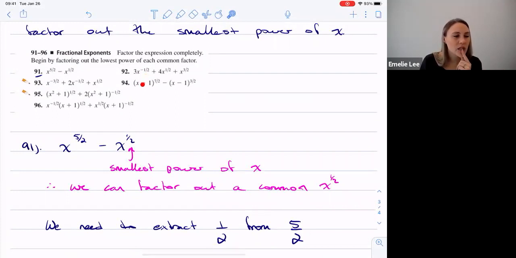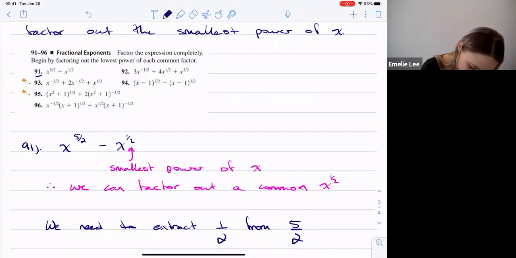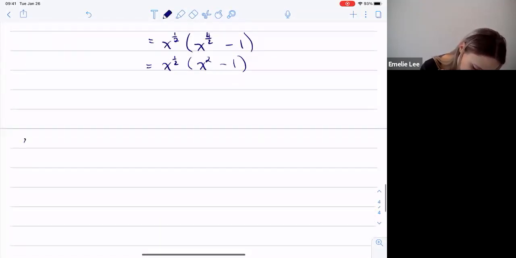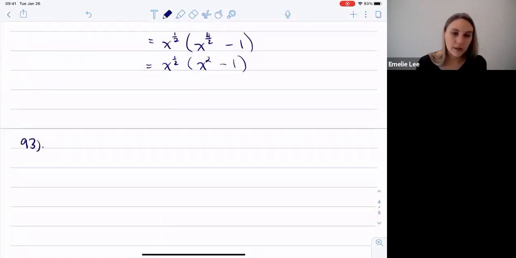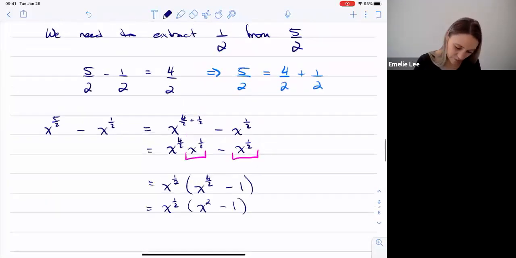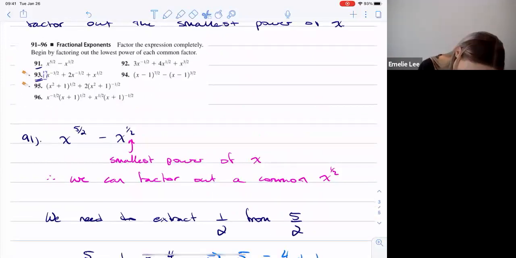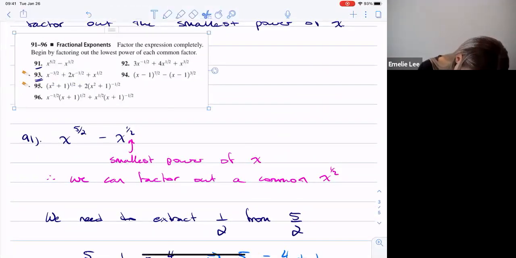So let's do 93. How about? Just because it looks, I don't know, it doesn't really matter. Any questions before we get into 93? I'm going to just grab it here.